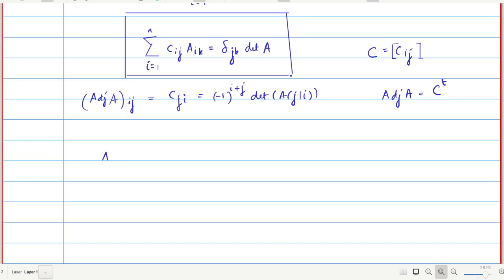Now you evaluate the jkth entry of adjoint of A times A. So we need to find this product. In order to find this product, we write the jkth, an arbitrary entry of this matrix. The jkth entry of this product is obtained by multiplying the jth row of adjoint A and the kth column of A. So that is the jkth entry of this matrix, and that is obtained by multiplying, this is i equal to 1 to n.